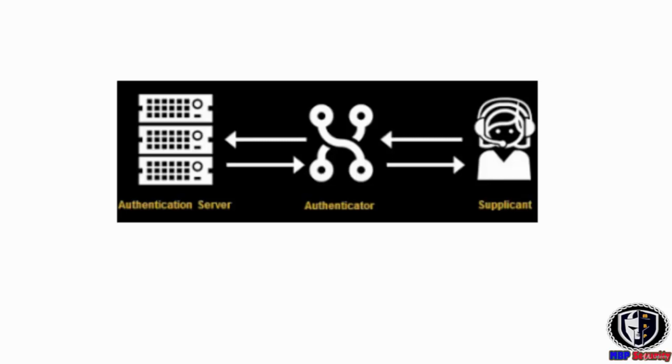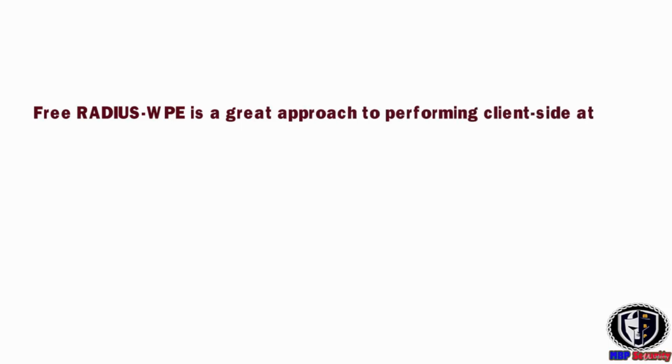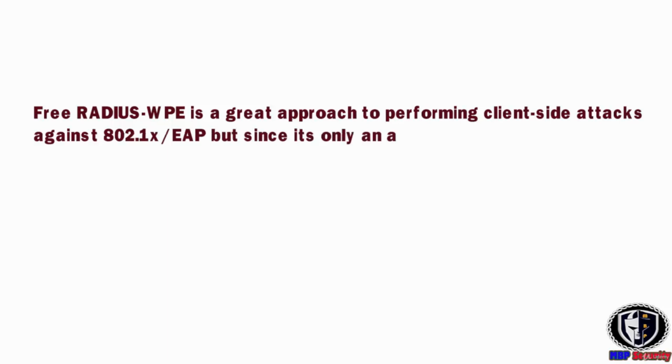This attack was first implemented in a tool by Josh Wright called FreeRADIUS-WPE, and recently implemented in Hostapd-WPE. FreeRADIUS-WPE is a great approach to performing client-side attacks against 802.1X EAP. Since it's only an authentication server, we still need to create an authenticator. The authenticator of choice is most commonly Hostapd because it can be run in software, is generally easy to set up, and supports wired and wireless attacks.